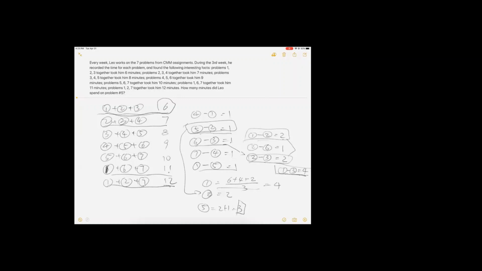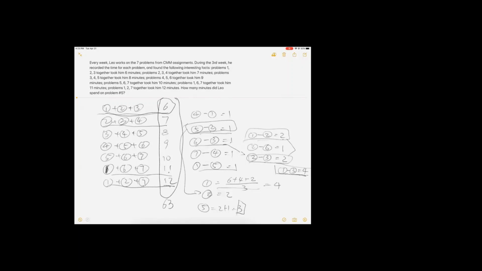First, I added 6 plus 7 plus 8 plus 9 plus 10 plus 11 plus 12. Okay, you add them up. It is 63. And then I realized that 1 was in there 3 times, and all the numbers were in there 3 times, so I divided by 3.